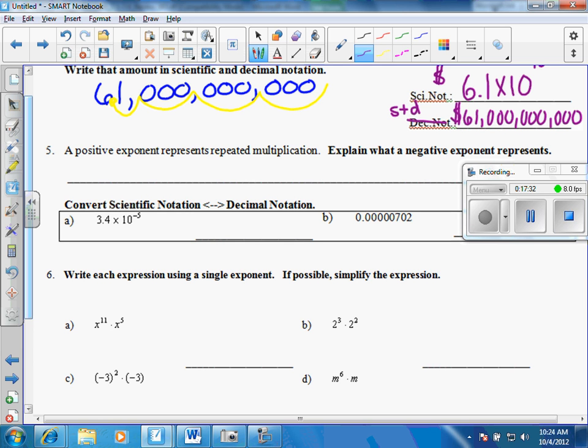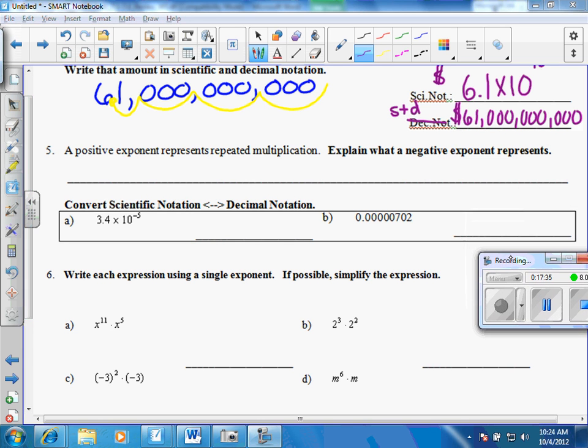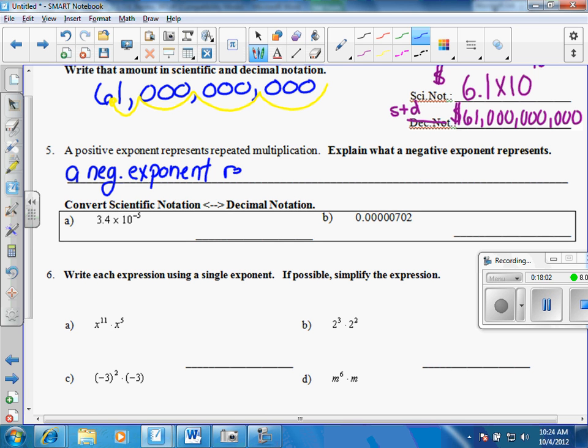Okay, let's talk about the first one. A positive exponent represents a repeated multiplication. So, Sean, what's a negative exponent represent? I said a negative exponent represents a reciprocal. It does. And when we have a reciprocal, I like the way you said that. A negative exponent represents a reciprocal.